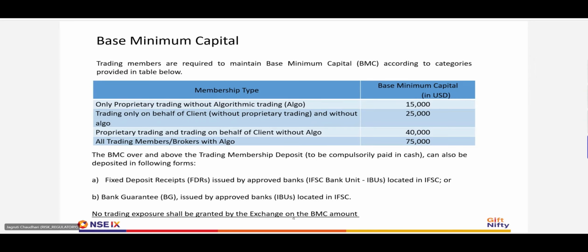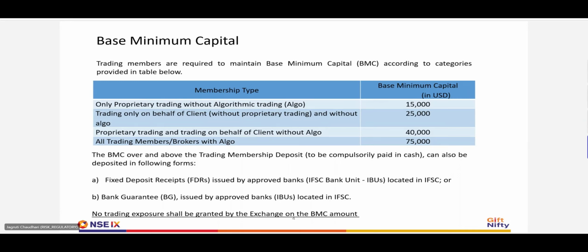So that is adjusted from the exchange deposits. Now, since you have paid 15,000 USD as exchange deposits, you are trading on behalf of your client and your requirement is 25,000 BMC. So 15,000 is anyway taken care of from the exchange deposits. Additional 10,000 you need to have as BMC deposits.